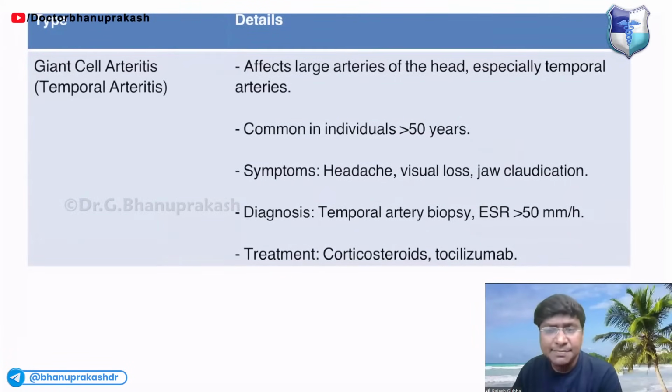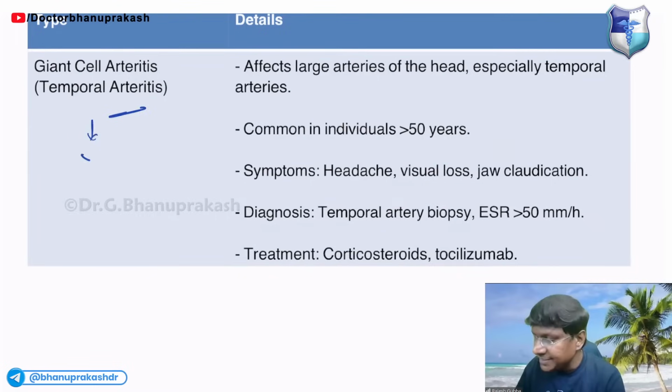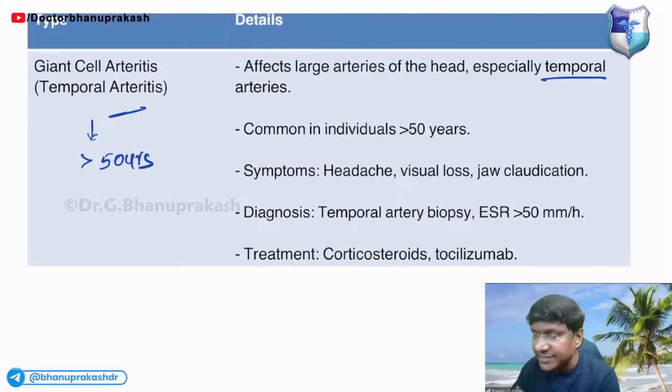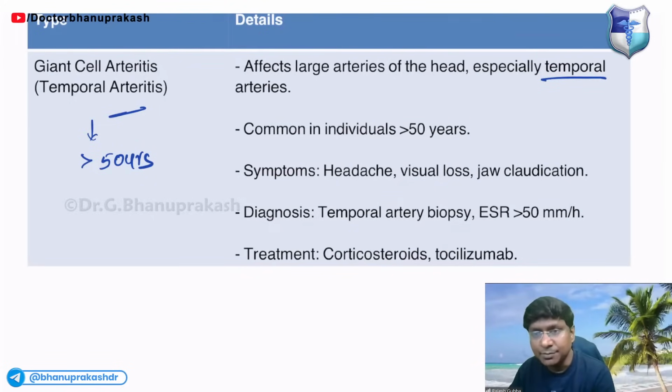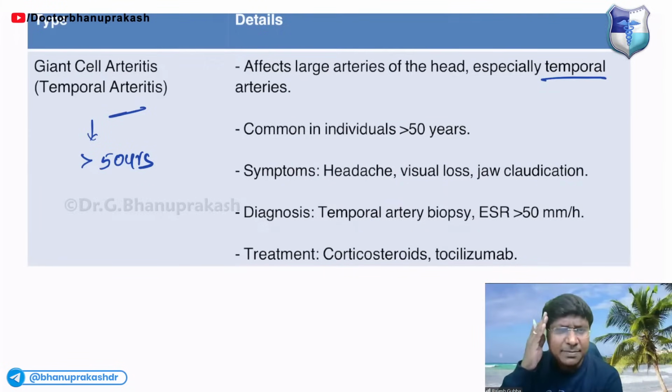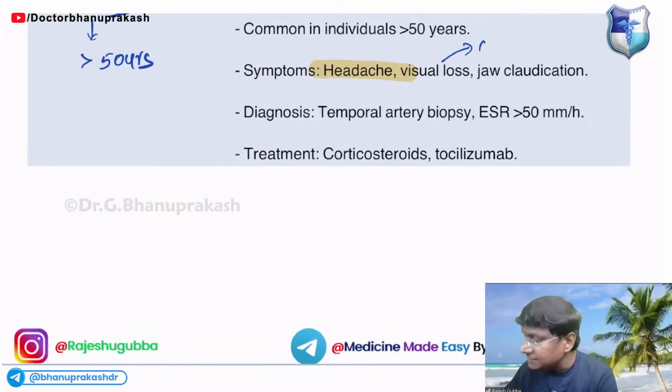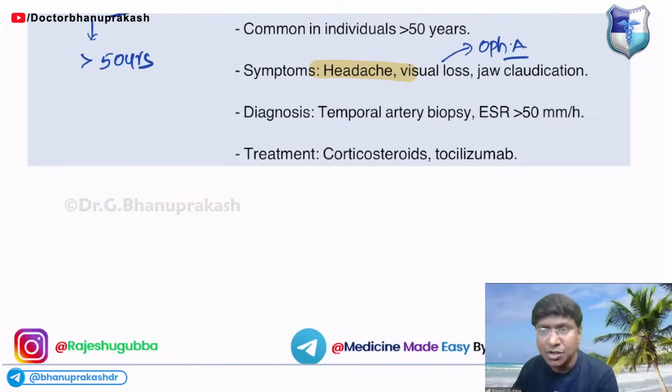Now, the next important form of large vessel vasculitis will be the temporal arteritis. It is very common in age group more than 50 years. The most common vessel affected is the temporal artery, and that is the reason why it is called temporal arteritis. The temporal artery will be inflamed and very tender to touch, and these patients will have headache. Due to the involvement of the ophthalmic artery, these patients will have visual loss. And the blood supply to the muscles of mastication will be compromised, and thereby these patients will have jaw claudication.